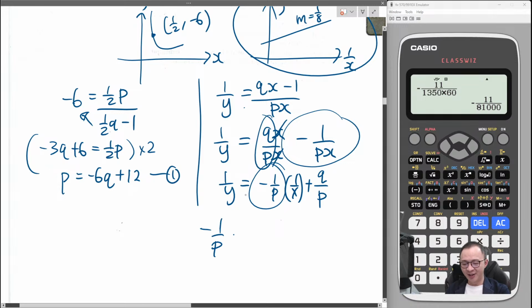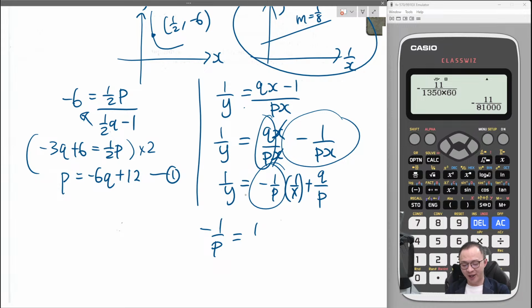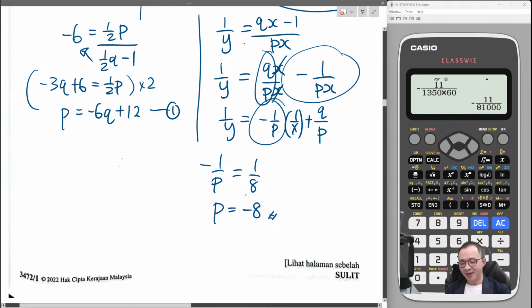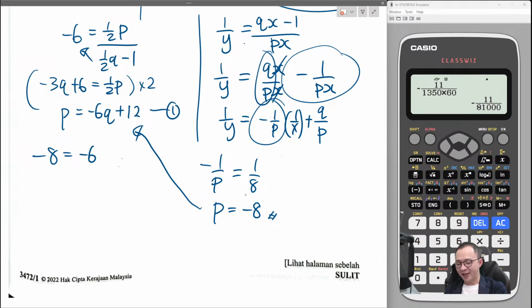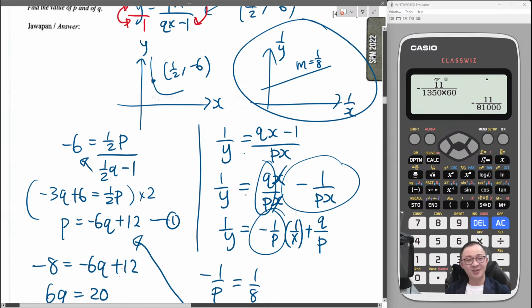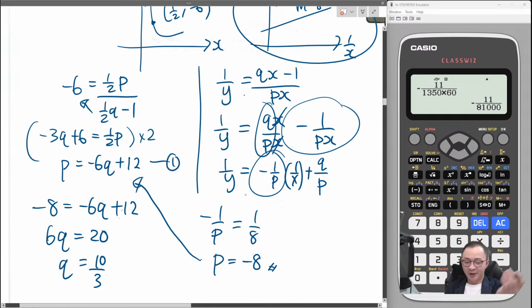Negative 1 over p equals 1 over 8. Then p equals negative 8. 1 over 8 or negative 1 over 8, 1 over 8, right? Yep. So after I got my p, I can easily get the q by substituting back into here, right? Negative 8 equals negative 6q plus 12. So 6q will equal 20. q will equal 10 over 3. Does the question ask me to find q, by the way? Yes, right. The question asked me to find p and q. Yeah, then I'm done.